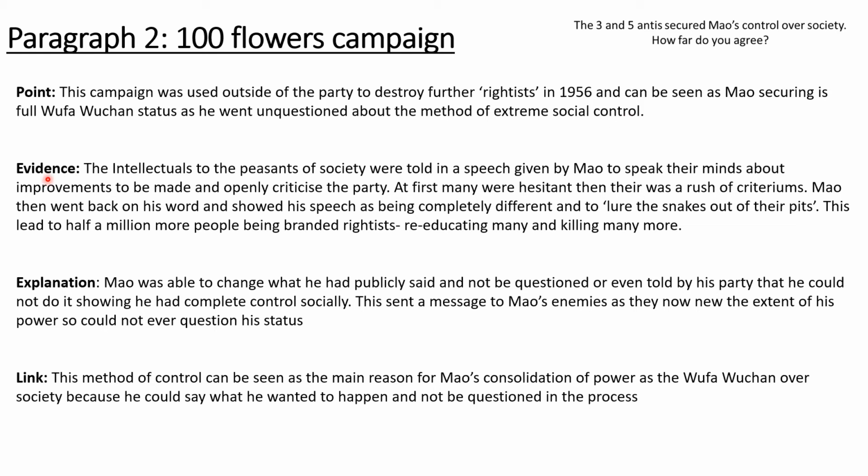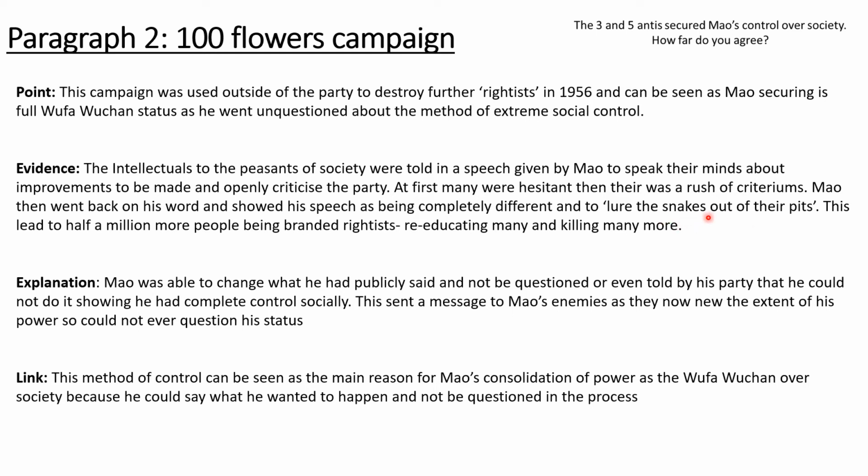So the evidence, I'll just explain briefly, is obviously on your screen. Basically, Mao told the people to openly criticise the party and himself. Firstly, people were very hesitant after he said it in a speech, and then there was quite a rush of criticisms. Mao then went back on what he had exactly said and changed it to luring the snakes out of their pits.